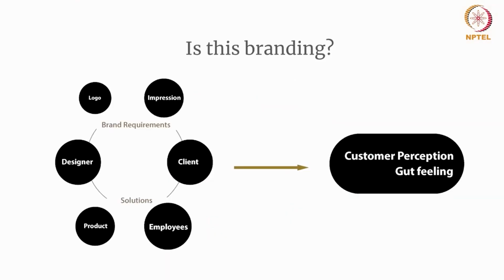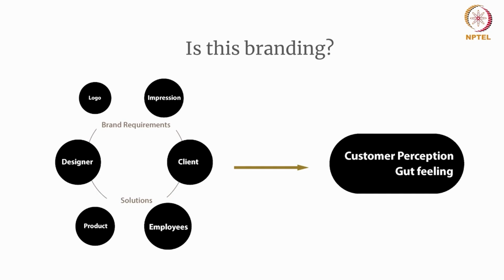Okay, so finally, if you see this image, there are logo, there are impression, there are clients, right? Again, there are employees related to that particular brand, there are products related to that particular brand. Even there can be designers associated to that particular brand who are providing XYZ solutions to the client. So when you see overall things, you are finally disclosing any kind of product or organization to the consumers, right? So when the consumer experiences all of this, they create some kind of perception or a gut feeling about that particular brand. So now, is this branding or not, right?